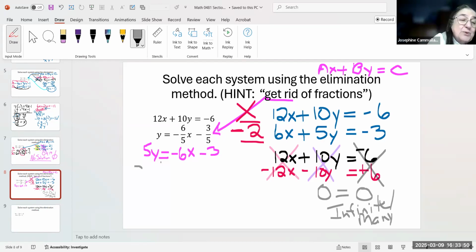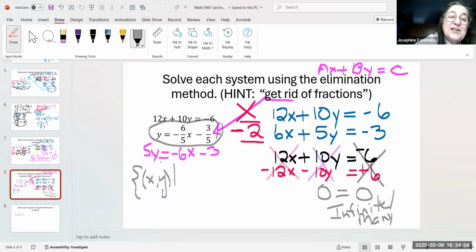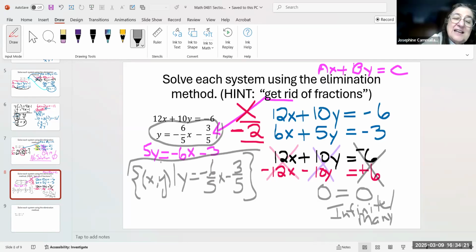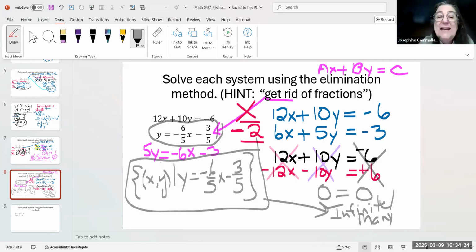Well, remember, this is set notation. This is x comma y such that. Now, we're using the intercept form. This is y equals negative 6/5 x minus 3/5, and this is my answer for infinite many solutions. Okay.